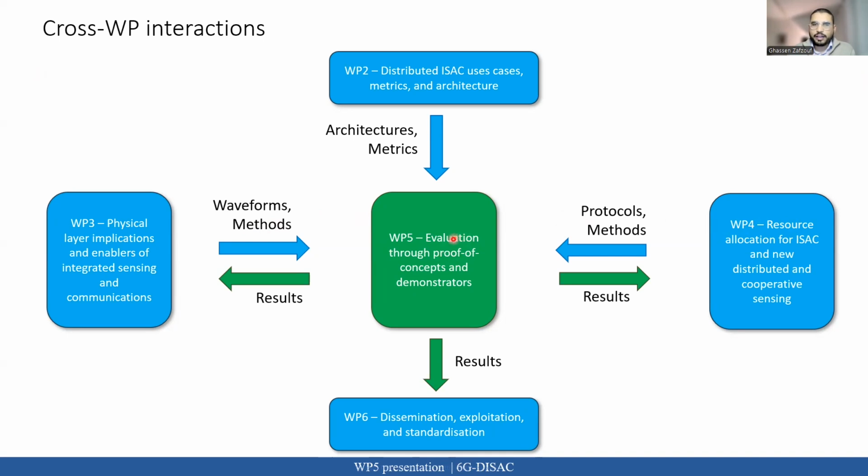In WP5, these different algorithms and techniques are being implemented and tested in real-life scenarios to be refined and fed back into the respective work packages for further improvement and further refinement. On top of that, we provide results for dissemination and industry exploitation, as well as standardization, in Work Package 6.